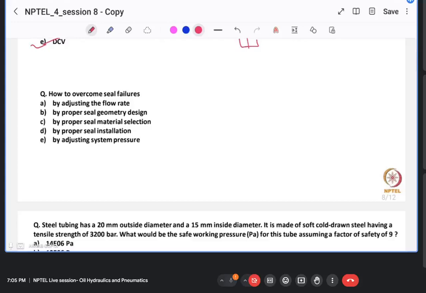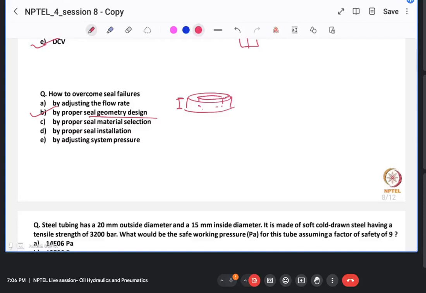For a particular hydraulic system, once you are choosing the seals, you need to take a few things into consideration. Let's go to the first option, by adjusting the flow rate. I'm coming to this later. By a proper seal geometry design, yes, you have to select the proper geometry. Geometrical aspects means the diameter or thickness of the seal, or the width of the seal. These are the geometrical designs, the clearance and all those things.